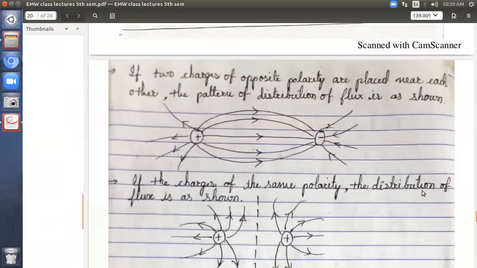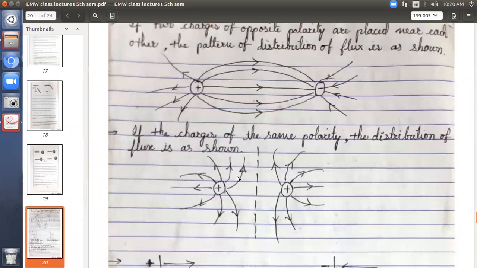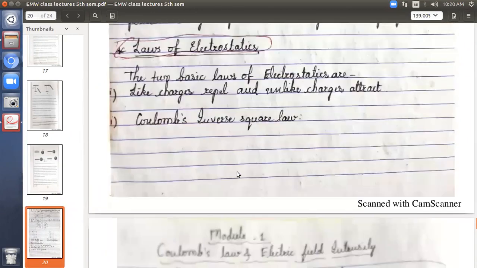Then after this, we have seen if two charges of the same polarities and opposite polarities are brought one near to the other, how the field lines look. Then the laws of electrostatics. Today we have to deal with Coulomb's law.